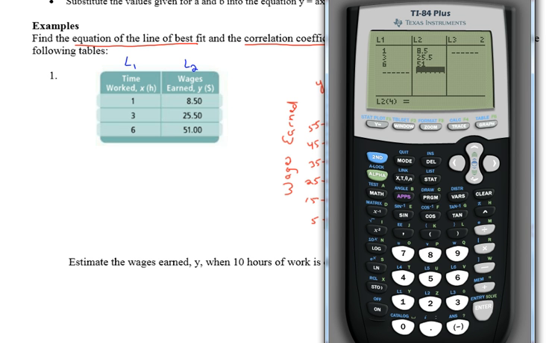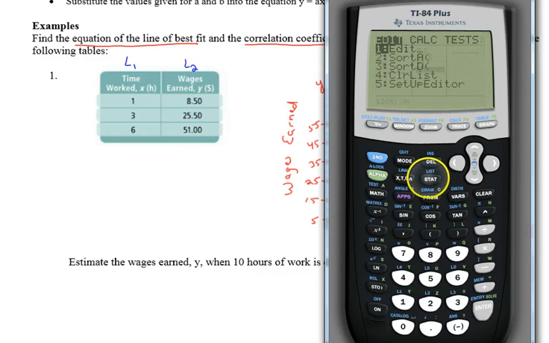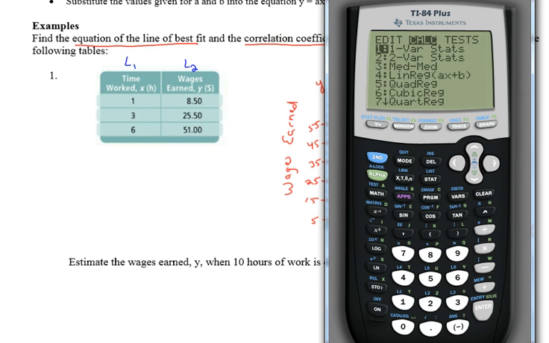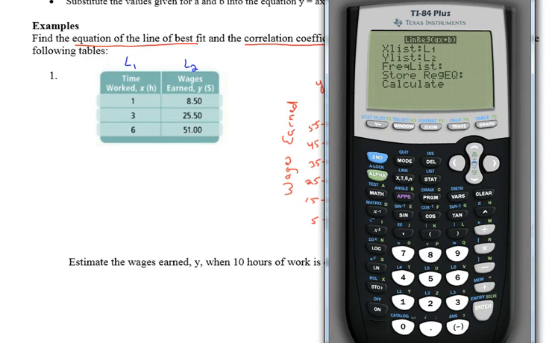Now that the data is in the calculator, we're going to actually do the linear regression that helps us find the equation of the line of best fit. So we're going to hit the stat button again. This time we're going to go over to calculate, and we're going to go down to option 4. Option 4 is a linear regression, and notice afterwards it says ax plus b, just like the form mx plus b for an equation of a line. We're going to hit enter.